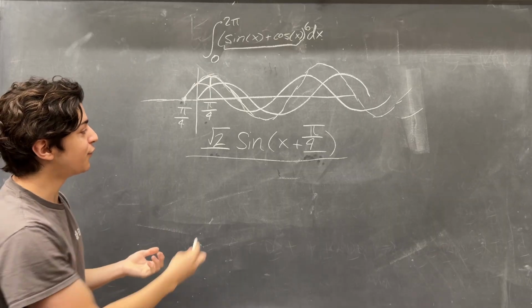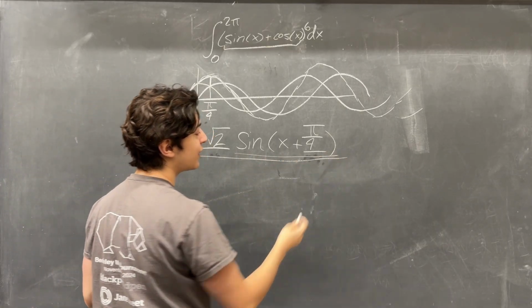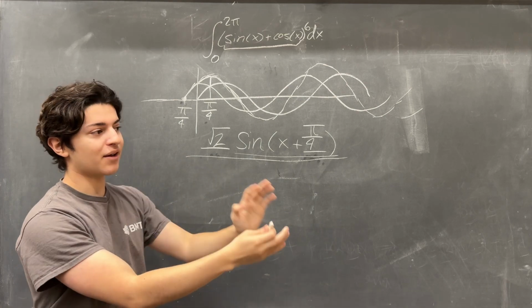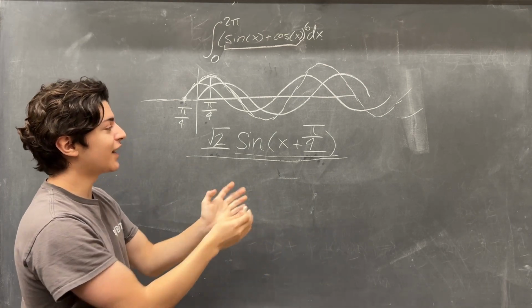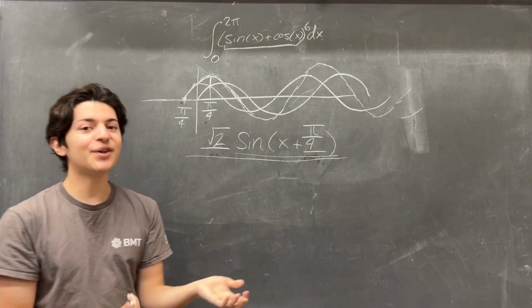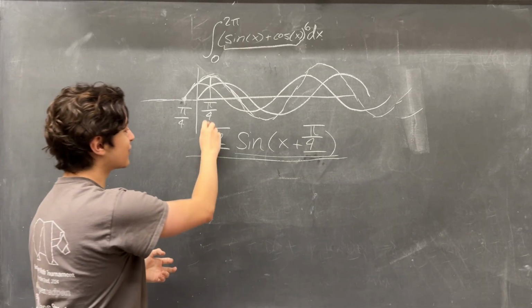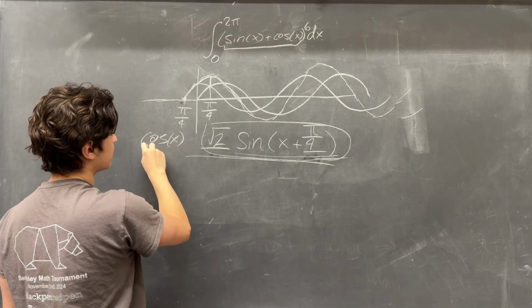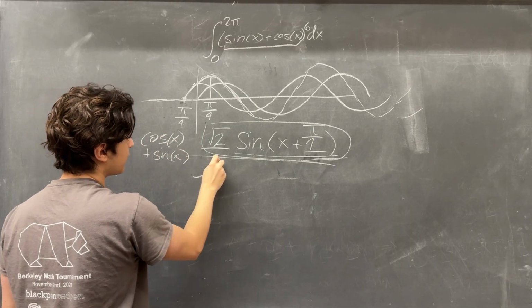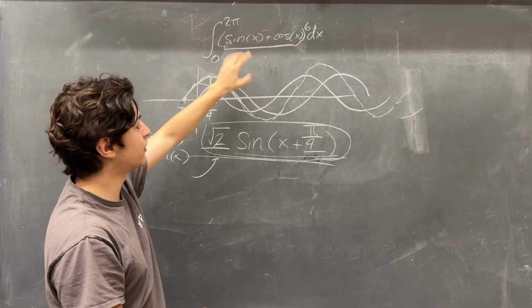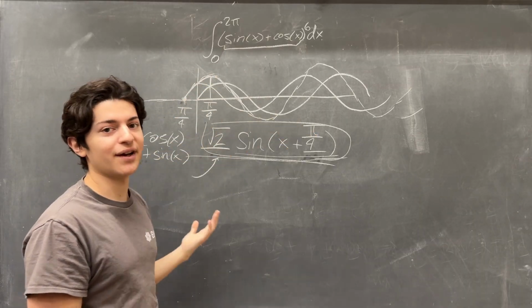And indeed, if you apply the sum of angles identity to sine of x plus pi over 4, and then you expand everything out algebraically, you'll get exactly sine of x plus cosine of x, which is amazing. Because now what we can do is use this expression and replace the sine of x plus cosine of x in here with this. So let's do that right now.